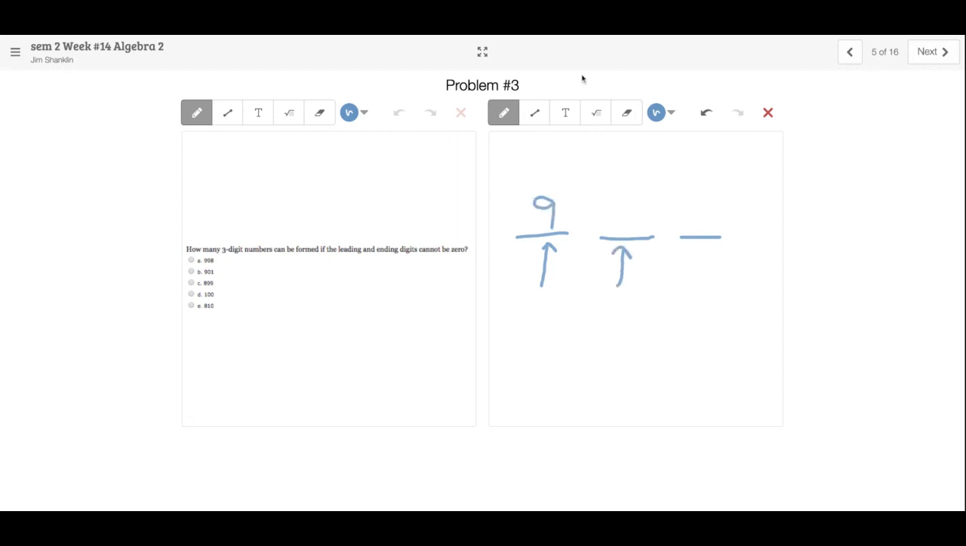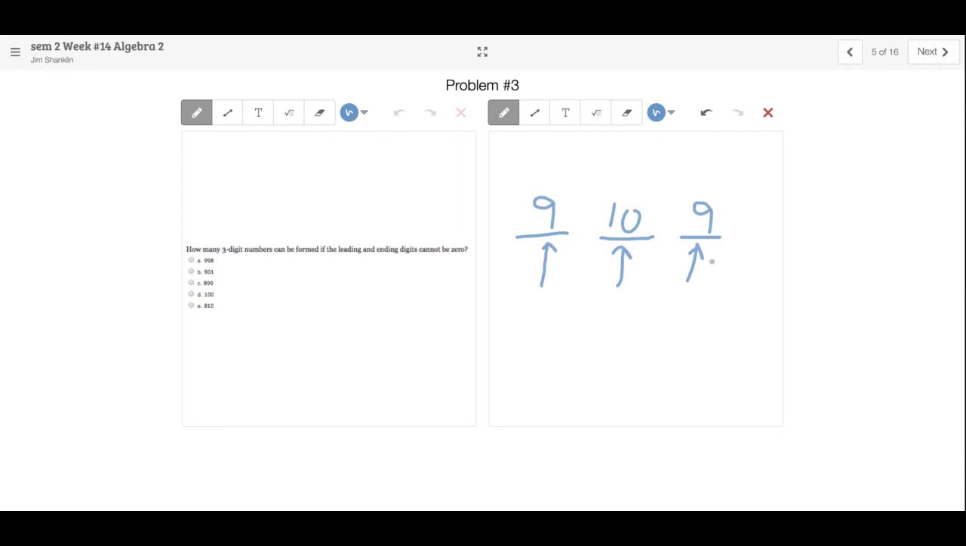How many choices do I have for the second digit of this problem? 10. That's exactly right. The middle digit could be any of 10. How many choices do I have for the last digit? And they said the last digit cannot be 0. So I have 9 choices.